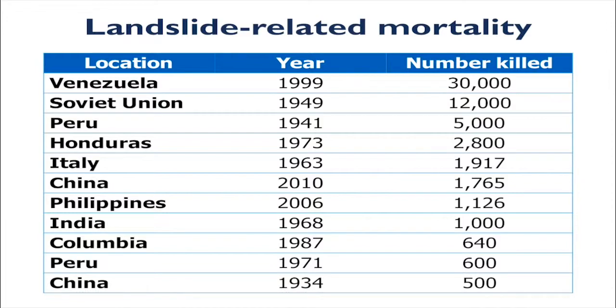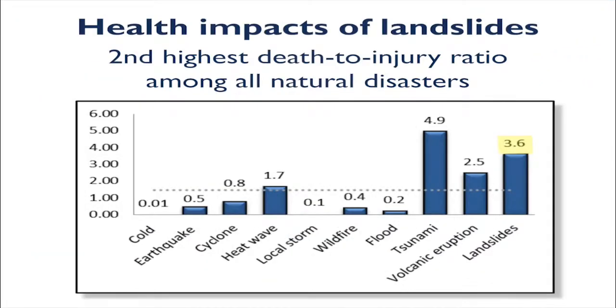But the overwhelming majority of landslides don't cause a lot of deaths, but actually what they do is they have a high fatality rate where they do occur. So the health impacts of landslides are very keen to recognize that the second highest death to injury ratio among all natural disasters are associated with landslides, second only to tsunami.